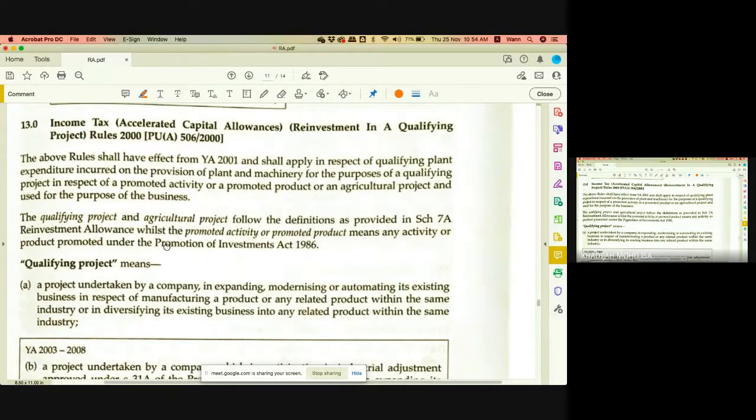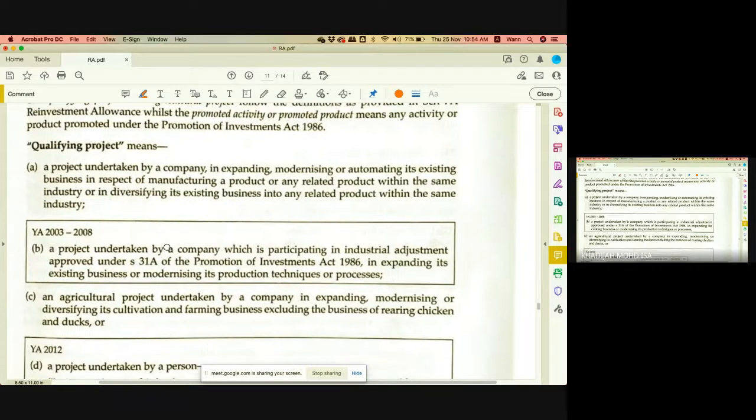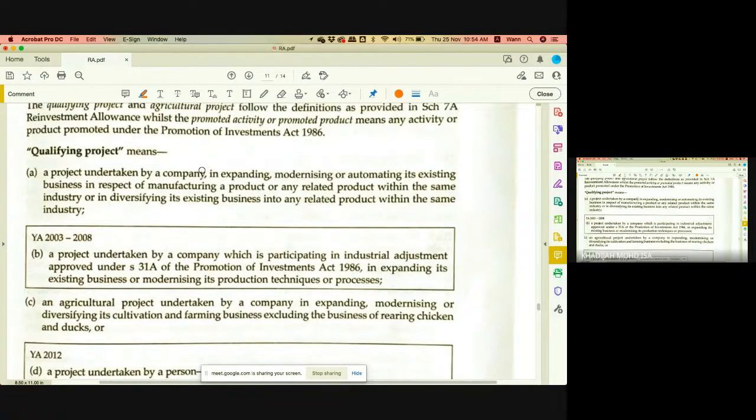Promoted activity or promoted product means any activity or product promoted under the Promotion of Investment Act. Right, so qualifying project means a project undertaken by a company in expanding, modernizing, automating existing business in respect of manufacture of a product or any related product within the same industry, or diversifying an existing business into a related product within the same industry.